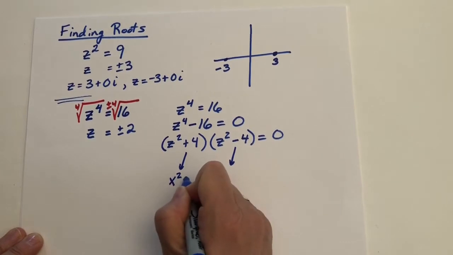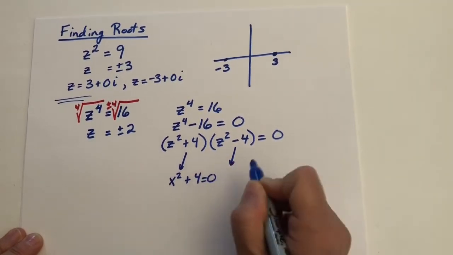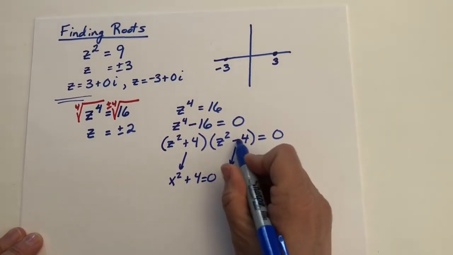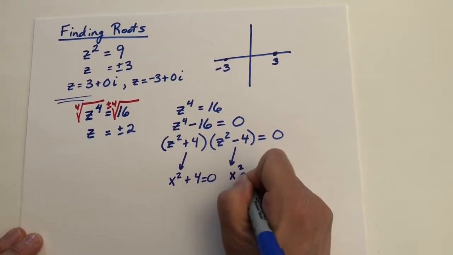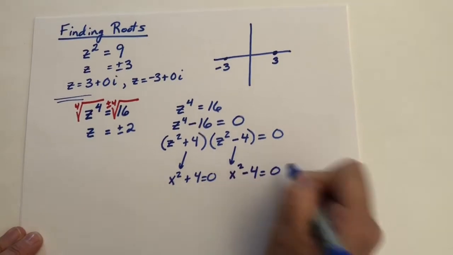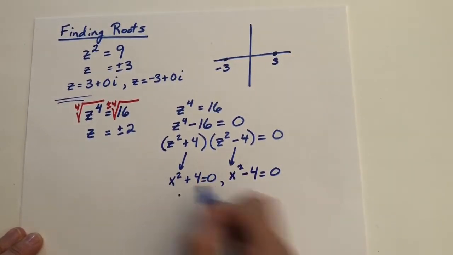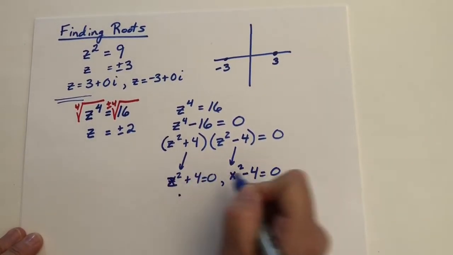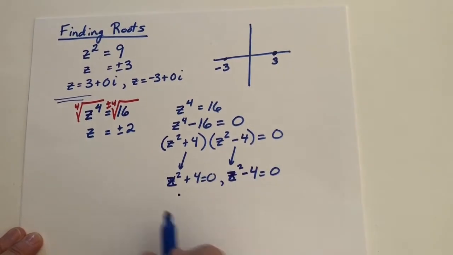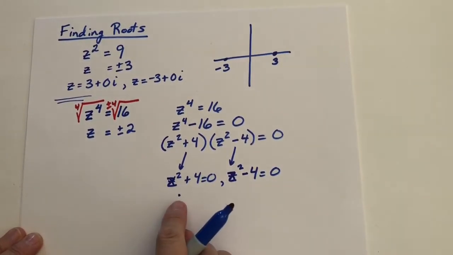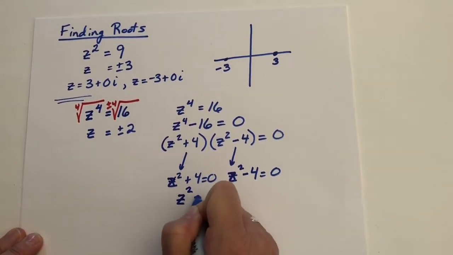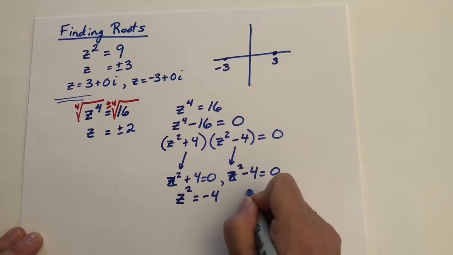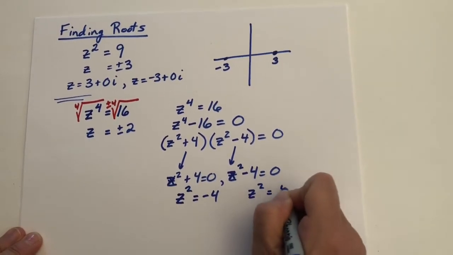Z to the 2nd plus 4 equals 0. And while we could have factored this one further with respect to the reals, let's solve it the same way. So we would have, oops, somehow I changed to x's. Let's go back to z's. We often use z when we're implying that we want all complex solutions and not just real ones. So we have z squared equals negative 4, and we have z squared equals positive 4.